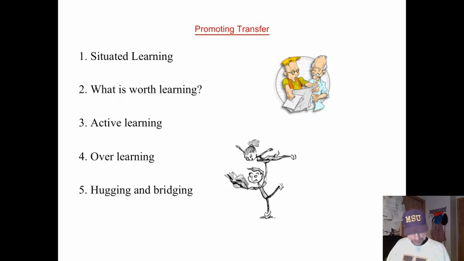First of all, promoting transfer. Situated learning does not promote transfer. It's when what you teach sticks in only one particular situation. Learning can only be applied in that particular situation. For example, you learn math problems a particular way, but you do not learn how to apply that stuff outside that math classroom. So how do we promote transfer?